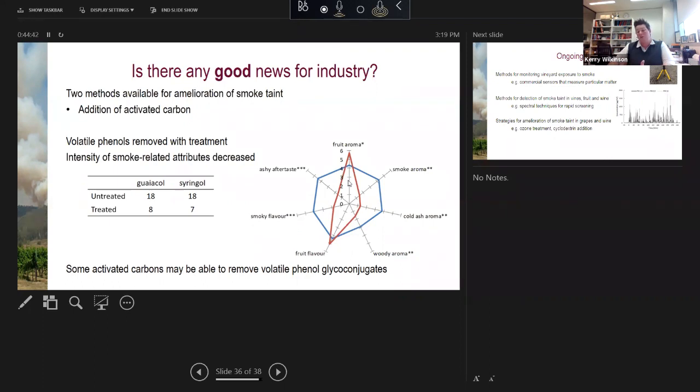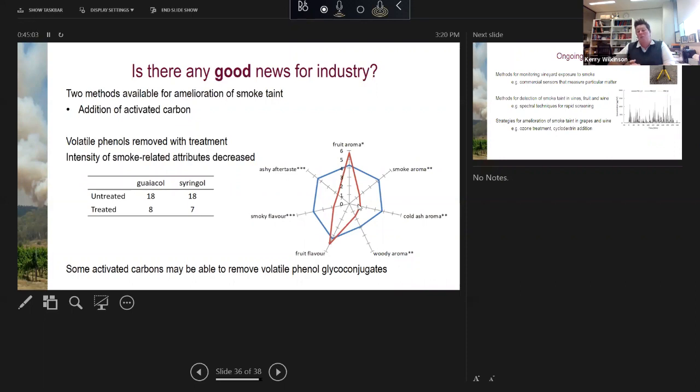So most times we see a slight reduction in smoke characters and no effect on fruit aroma. Here it was such a noticeable difference. But again, one of the limitations, at least with the carbon that we used in this trial, was that it wasn't removing the volatile phenols, the volatile phenol glycoconjugates.